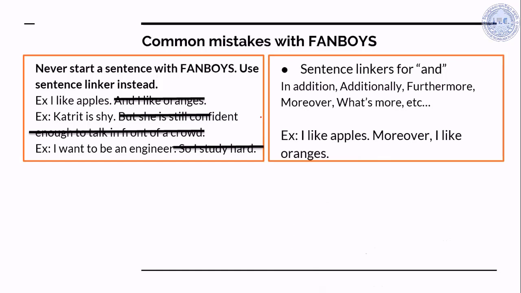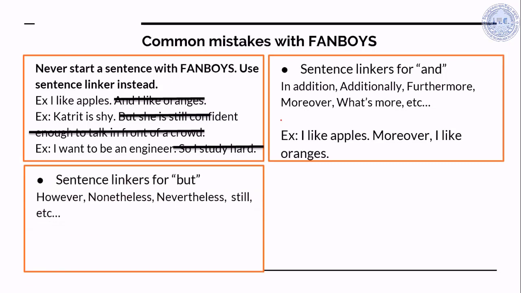Look at the example: I like apples. Moreover, I like oranges. Instead of saying and I like oranges, you can use moreover to start a sentence, and it looks fancier. It looks more academic than just and. Okay, so use these words instead of saying and. And for sentence linkers for but, instead of saying but, you can say however, nonetheless, nevertheless, still.